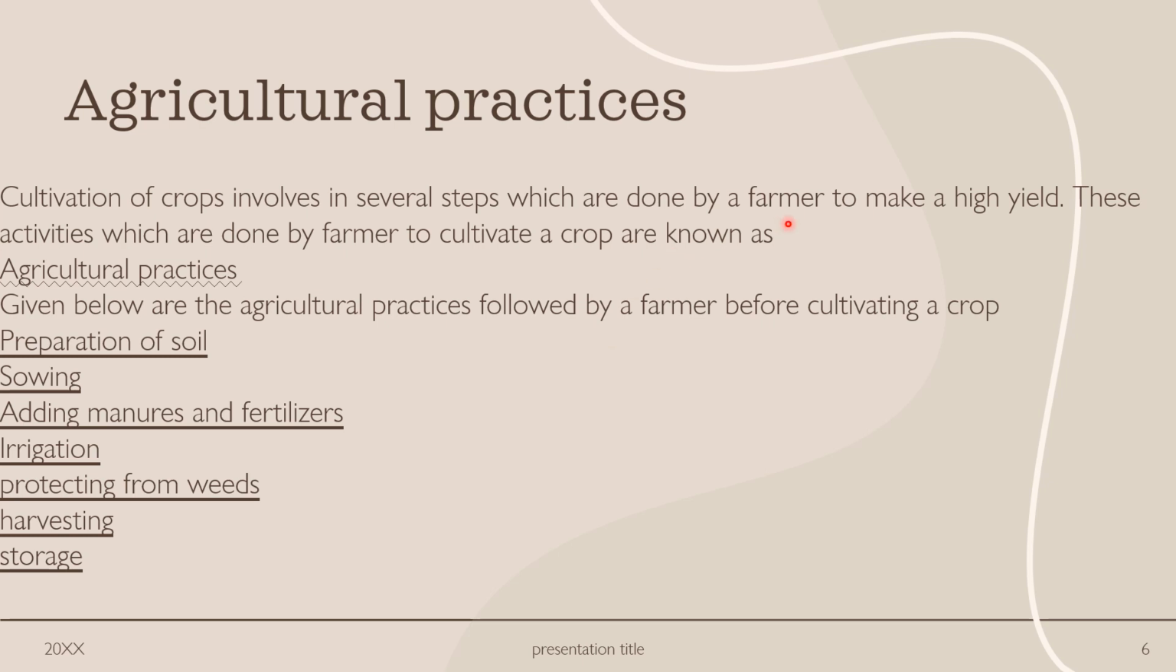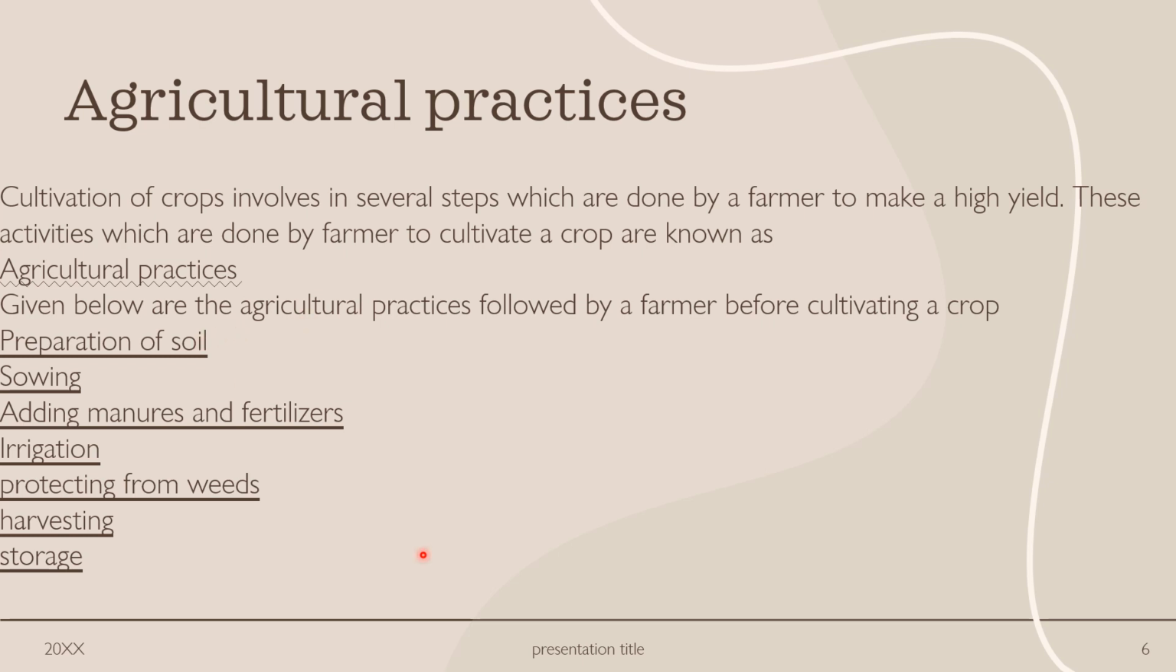which are done by a farmer to get a high yield. This means that when we are cultivating a crop, it involves a lot of steps, which are done by a farmer to get a high yield, meaning high production. These activities which are done by a farmer to cultivate a crop are known as agriculture practices.